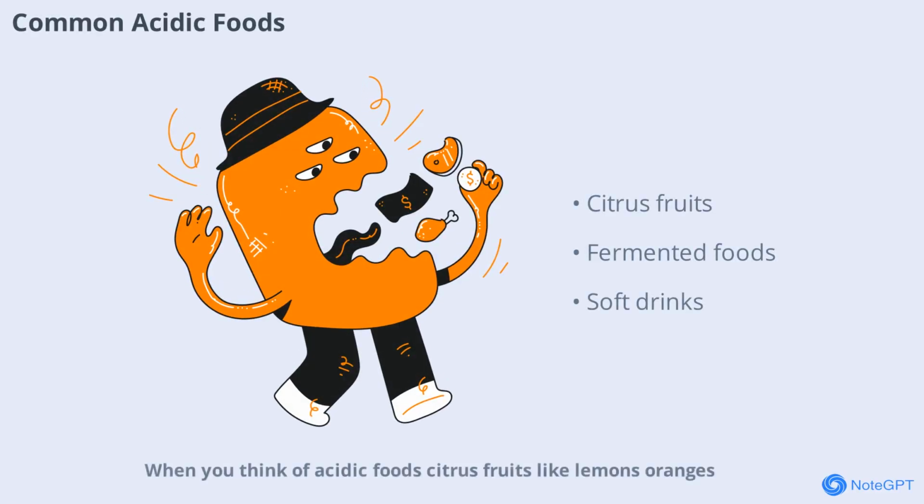When you think of acidic foods, citrus fruits like lemons, oranges, and grapefruits probably come to mind. These fruits are packed with citric acid, giving them their signature tartness. Tomatoes and pineapples are also acidic, as are fermented foods like yogurt and pickles. Even soft drinks and sports drinks are acidic, which is why they can sometimes make your teeth feel sensitive. Next time you enjoy a glass of orange juice, remember you're tasting the power of acids in action.